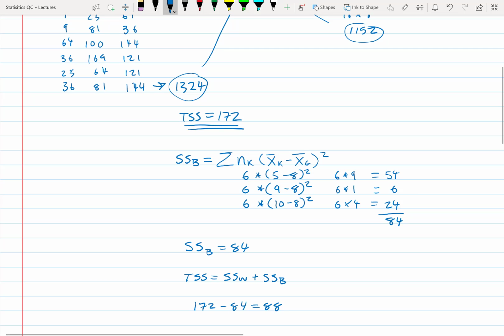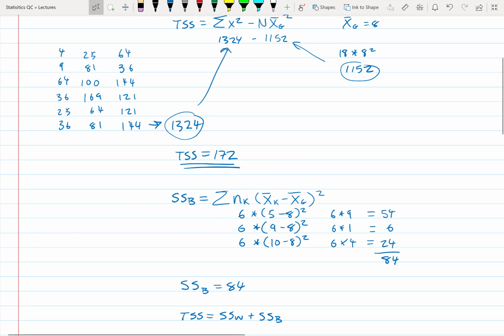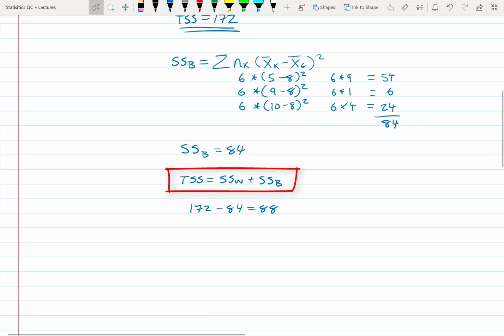The important thing here is that we see that we can solve for the sum of squares between and the sum of squares within using these formulas. Again, we're going to first solve for the total sum of squares using this formula over here, and then we're going to compute the sum of squares between using this formula over here. And then finally, we use this formula over here to compute the sum of squares within.